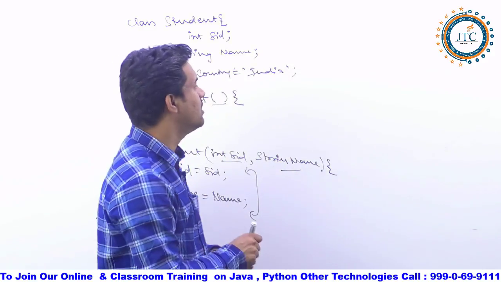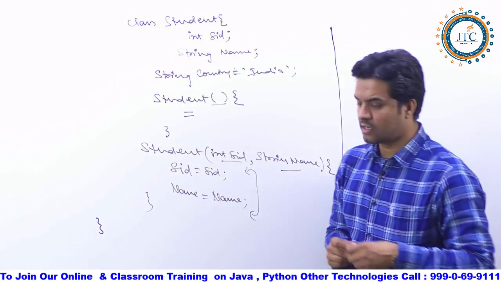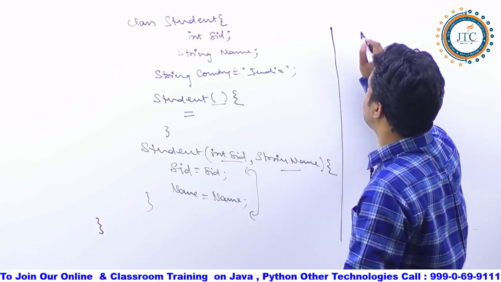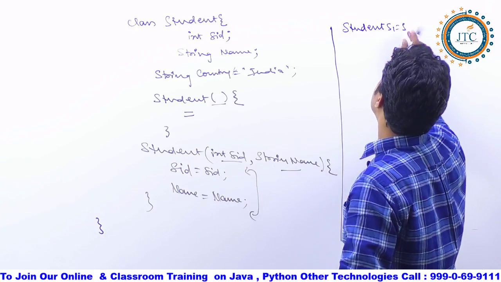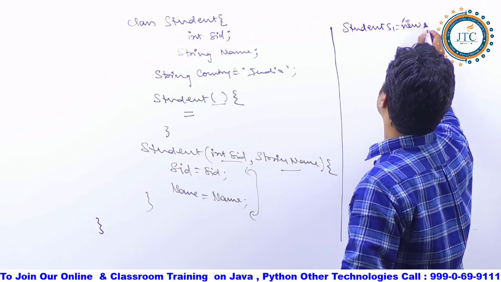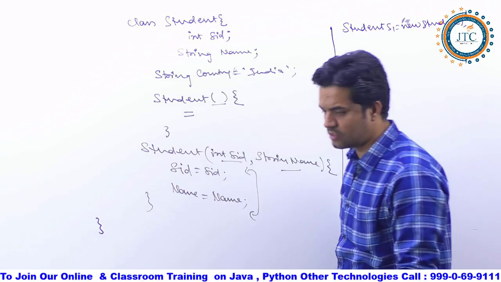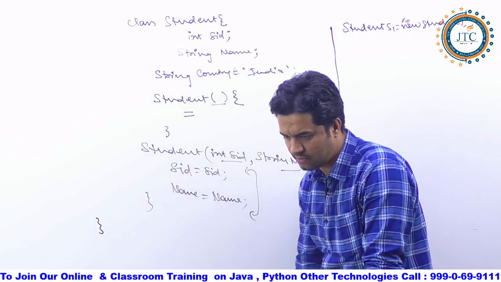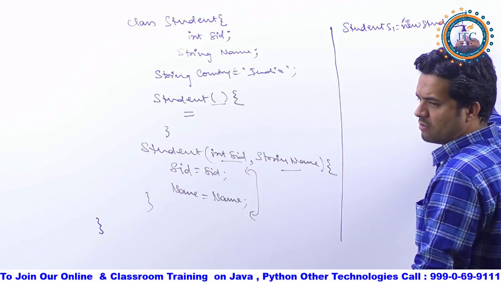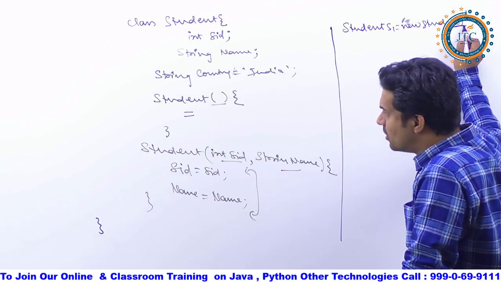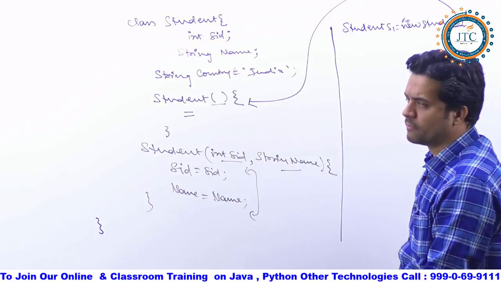Now let's see, I am creating one object of this class. What is that object I am creating? Student S1 is equal to new Student. One object I have created. When you create a student object without any parameter, at the time of object creation it is going to process this one.